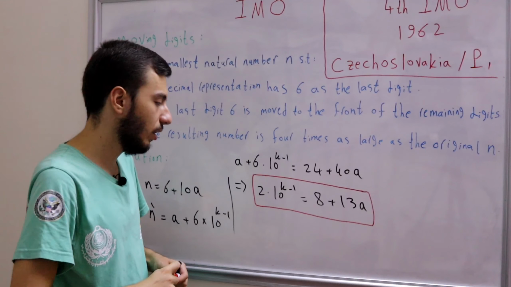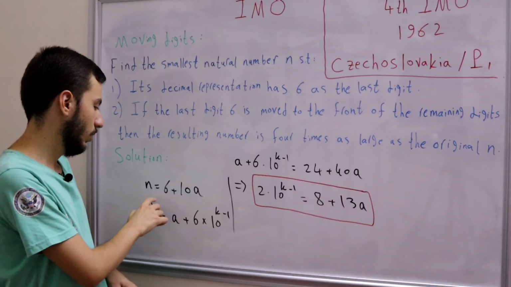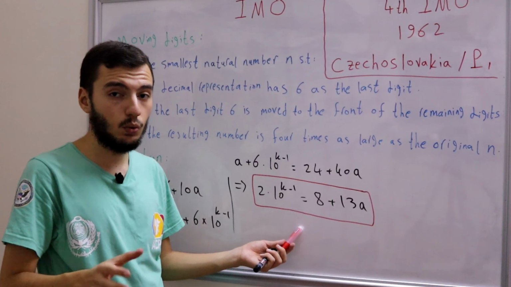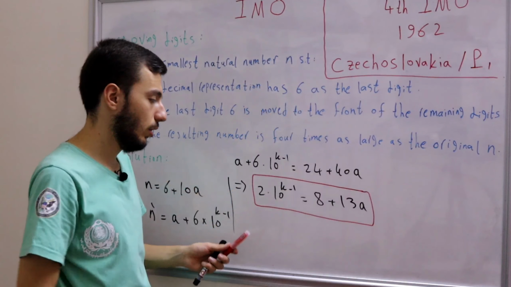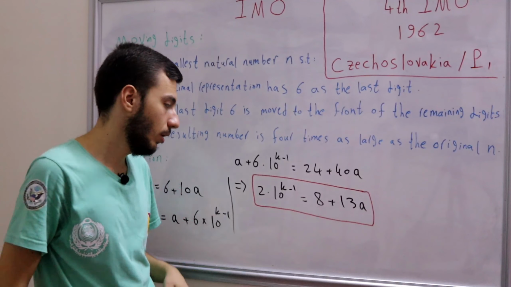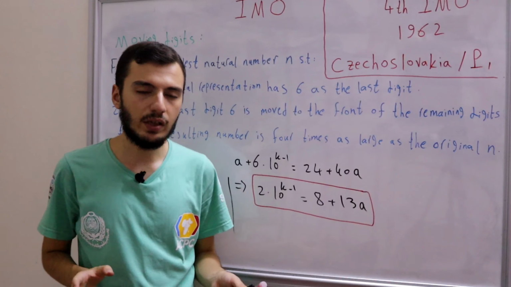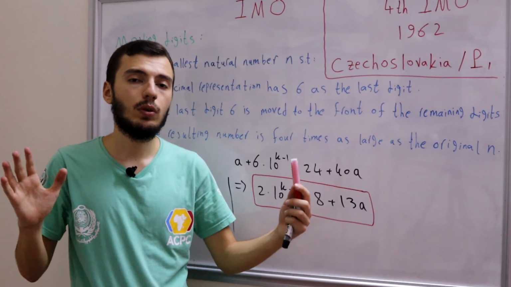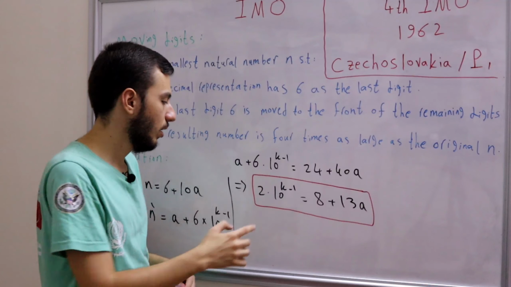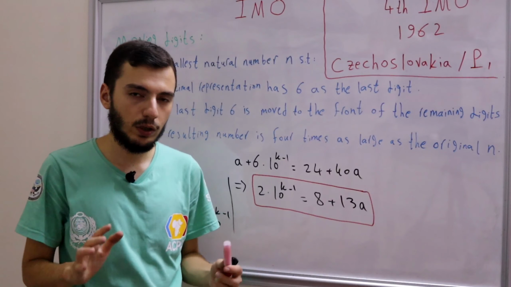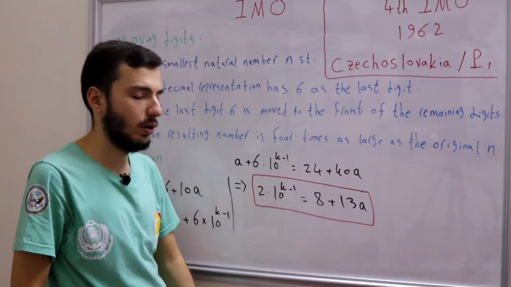Alright, so we know that n is 6 plus 10a, and all of these conditions are basically just this equation. So we need to find the smallest natural number n that satisfies this. And it makes sense: how can we decrease the number n? Clearly we don't want it to have lots of digits, right? So we should try to decrease k, to find the smallest k, because it only makes sense to do so. Alright, so how can we actually handle this equation?